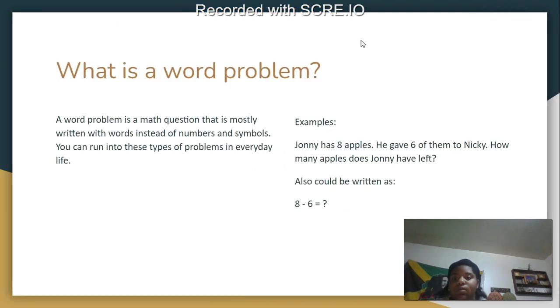What is a word problem? A word problem is a math question that is mostly written with words instead of numbers and symbols. You can run into these types of problems in everyday life. An example would be Johnny has 8 apples. He gave 6 of them to Nikki. How many apples does Johnny have left? This could also be written as 8 minus 6 equals what?